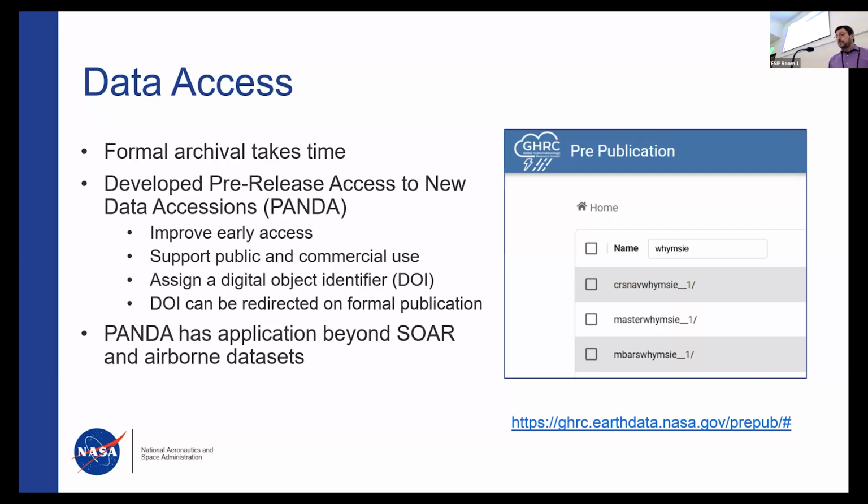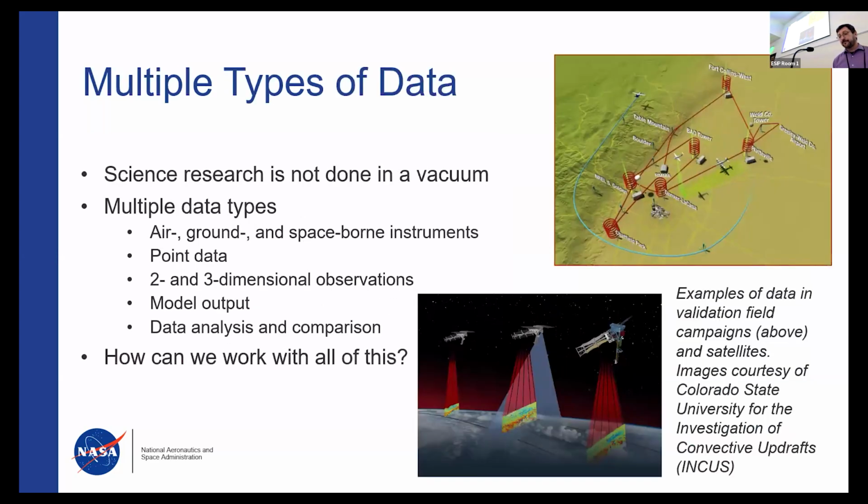So we've developed this local tool called the Pre-Release Access to New Data Accessions, or PANDA. Essentially, this is an informal location that we can take data once it's been given to us. We put it into the cloud. It's public facing, but behind NASA's own security and everything like that. And we can assign a DOI link to it. So this allows users to start referencing the data before we've formally published the data sets. Now, it's understood that we haven't done any quality control and things like that, but this is a unique way to make sure that access is available. And this is one of the things that we're looking at coordinating with SOAR to expand it out beyond just GHRC.